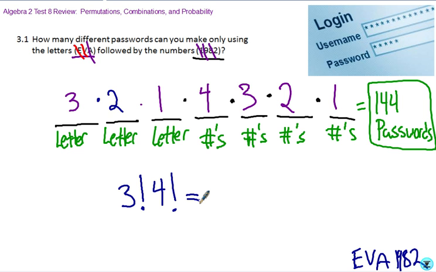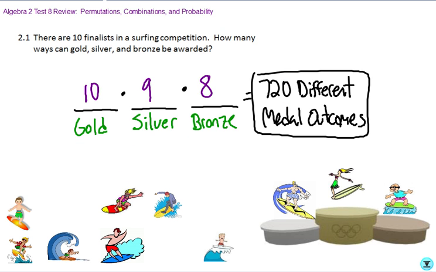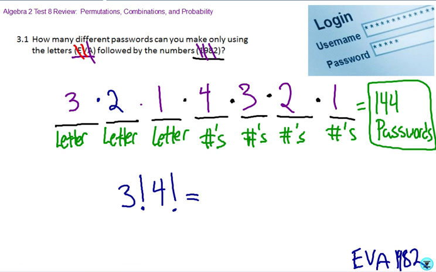You noticed on the problem before this, I didn't use a factorial because it didn't count all the way down to 1. It just was 10, 9, and then it stopped at 8 because we had more people competing for only a few spots. Not everyone received a medal in the context of that problem. Whereas here, every letter got used of the 3, and then every number got used of the 4.